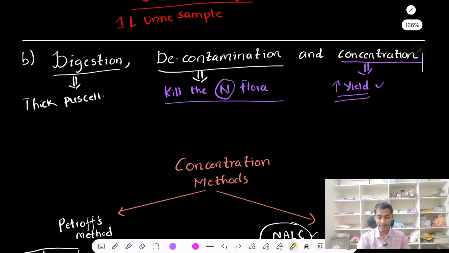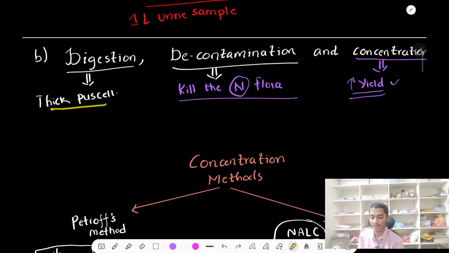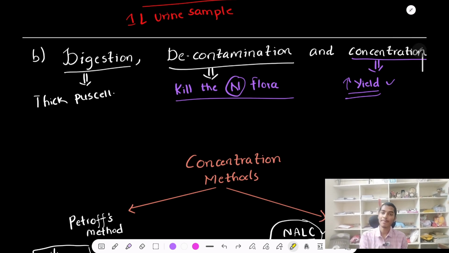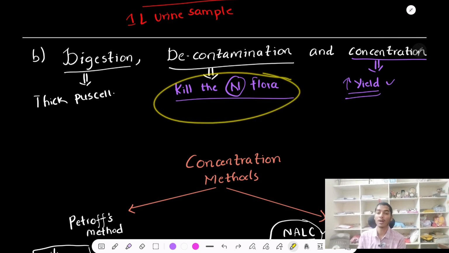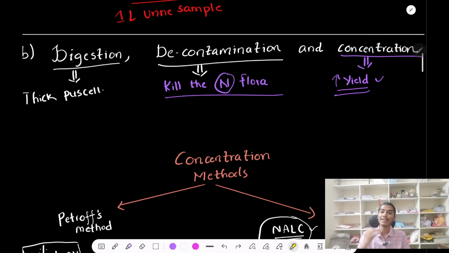And then the next step that we are going to do here is digestion, decontamination, and concentration. Why do we have to digest? We have to digest the thick pus cells that we have. For that we have digestion. Then decontamination. Whatever method you follow, there will definitely be contamination with the normal flora that we have in our oral cavity. So we need to kill the normal flora. For that we have decontamination. Then we have the concentration to increase the yield, right? These are the 3 steps that we have to follow.